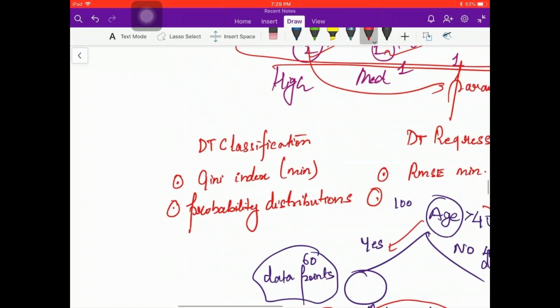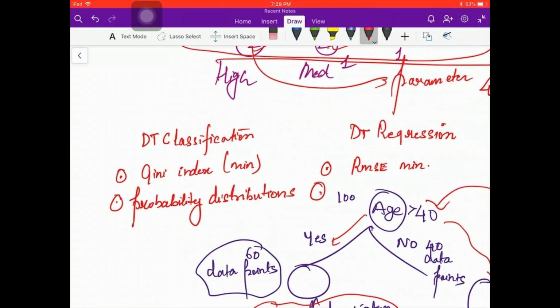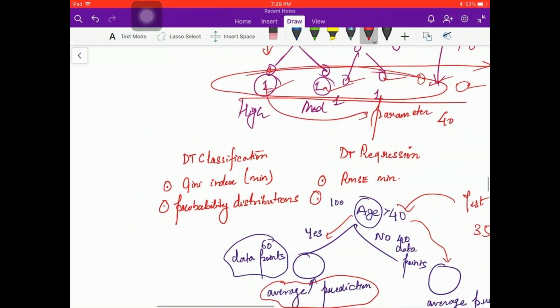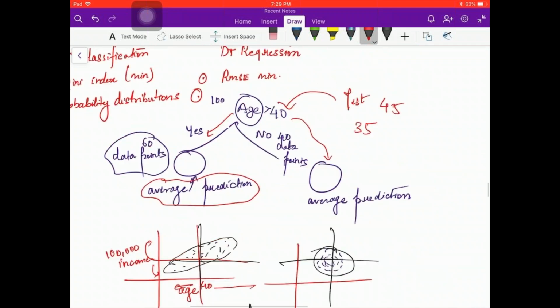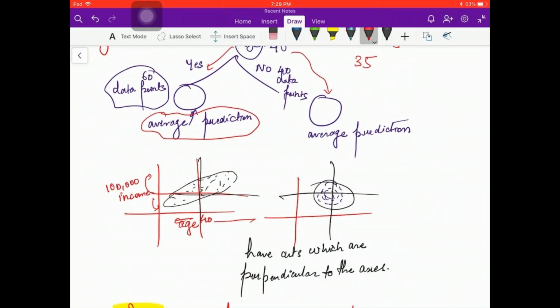Now, we have seen what a decision tree classification is and what regression was. I think this is clear. We have already seen the partitions made by decision trees. Krishna, you have a question. I'll just unmute you. Just hold on.